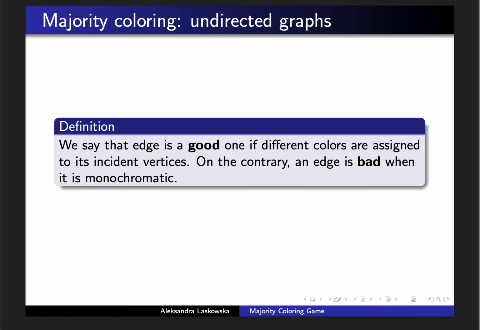Now that we are familiar with the idea of graph coloring, we can move on to majority coloring. So here we go. We say that an edge is a good one if it is non-monochromatic, and on the contrary, an edge is a bad one when it is monochromatic. As simple as that.